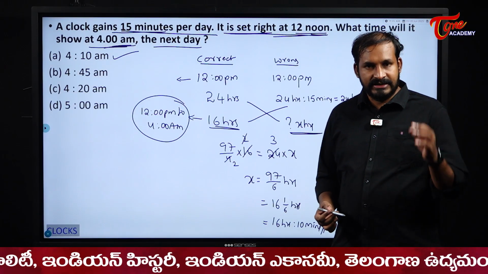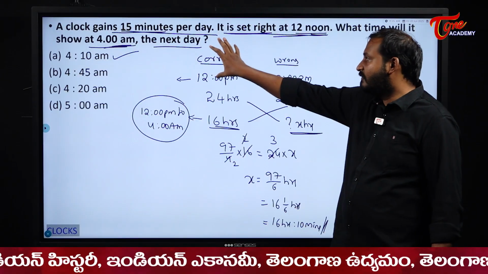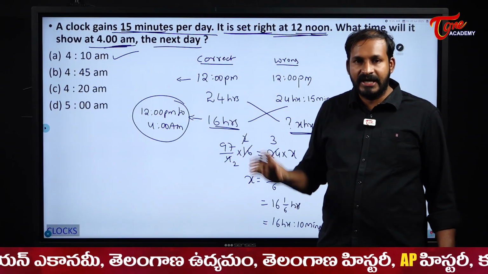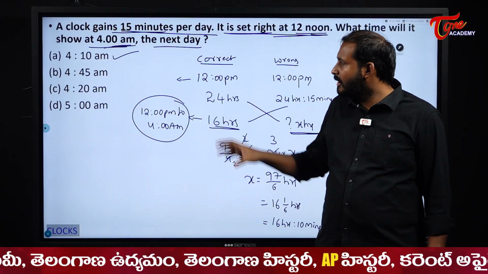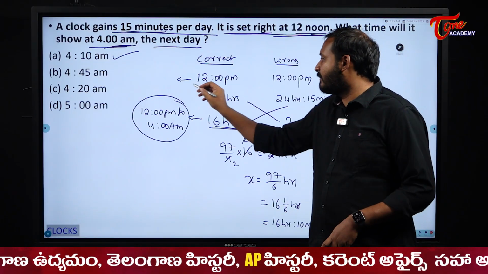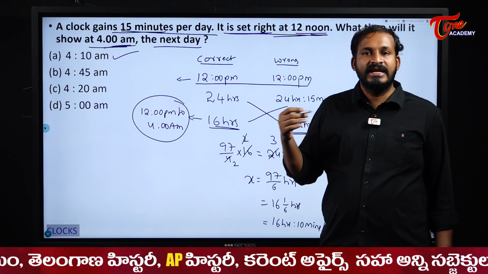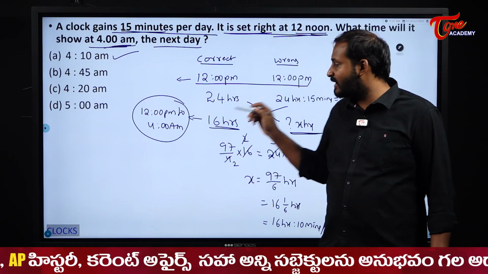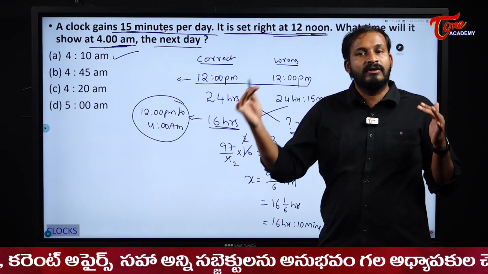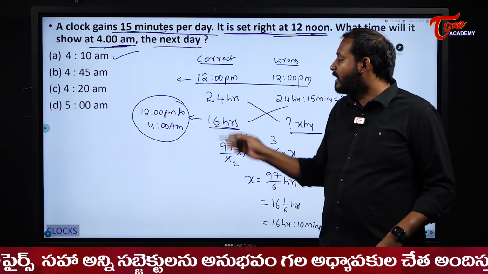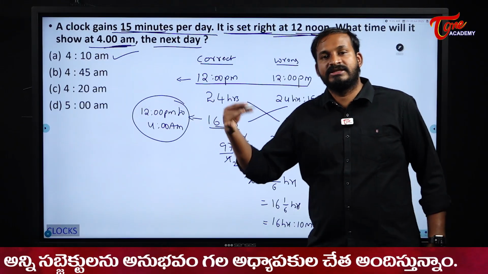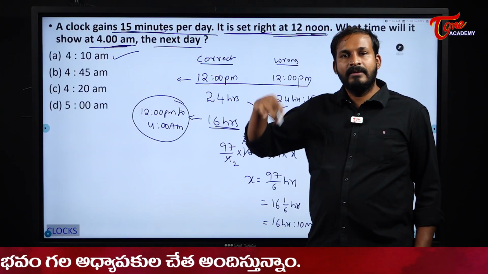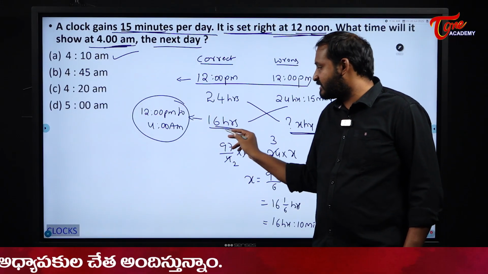Understood, students? A simple and straightforward question. We should always solve these questions with the help of the correct and wrong comparison. Both the clocks are set right at 12 p.m. What is the nature of the correct and wrong? If the correct clock runs for 24 hours, my wrong clock runs for 24 hours 15 minutes. Now in the correct clock, it is showing next day morning 4 a.m. That means from 12 p.m. to next day morning 4 a.m., how many hours? 16 hours.